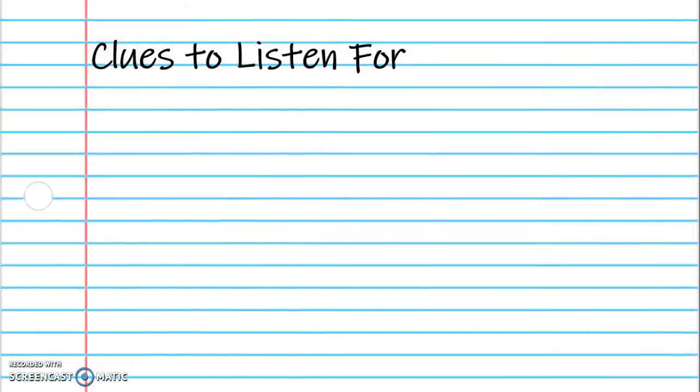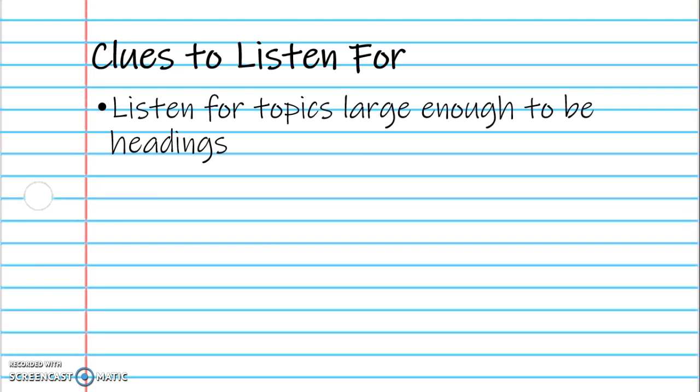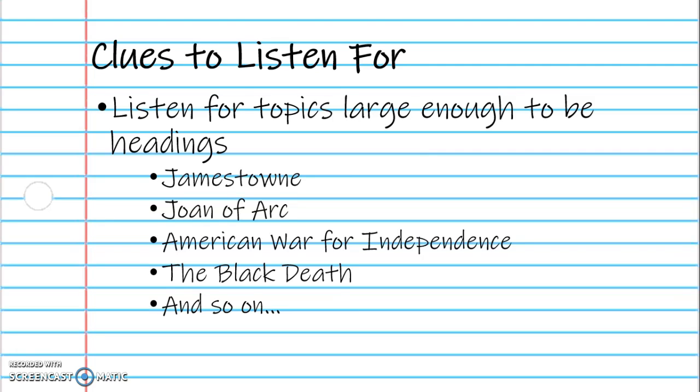So also, listen for topics that are large enough to be headings in the lecture. Topics like Jamestown, Joan of Arc, the American War for Independence, the Black Death, and so on. As your heading, don't write something like the Black Death killed millions of the population of Europe. Write the Black Death as your heading, and then underneath that, put the smaller information of how many people it killed and so on. You need to identify and listen for topics that are large enough to be headings, so that you can organize subheadings and sub-information underneath those.